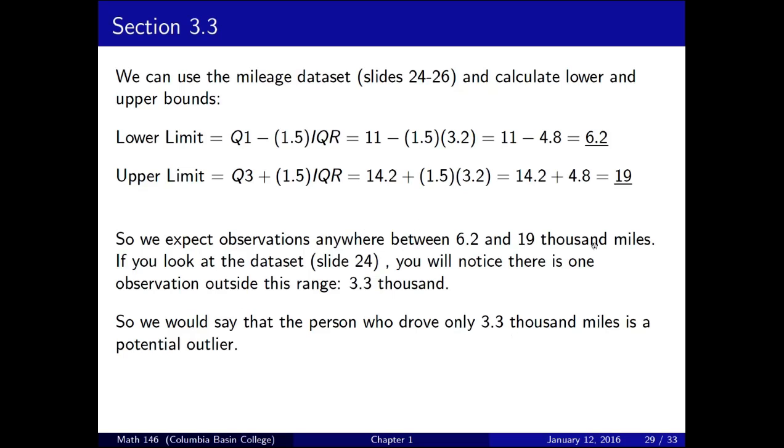So this gives us our reasonable range, and if you go back to the data set, you'll notice there is one observation that's not in this range, and that was the person who only drove their car 3.3 thousand miles. So we would say that person is definitely a potential outlier. Alright, so that's how we can use it. That's one way that we also use the IQR, testing for outliers.